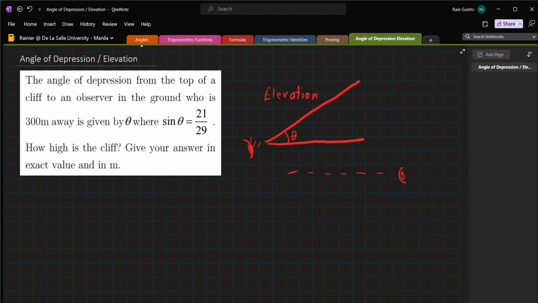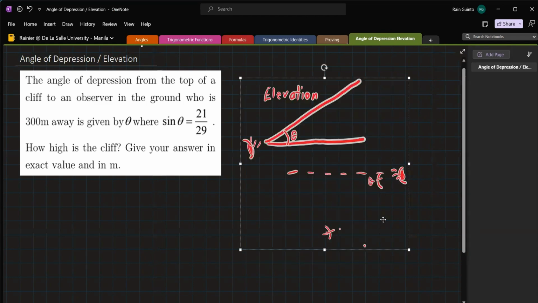For example, your eyes are over here, and you're looking down towards the ground. This is the angle of depression. And notice the relationship between these two angles. These two angles are actually congruent because they are alternate angles, like what we've learned in high school math. So basically, if we have an angle of depression theta over here, then this other angle is equal to the angle of depression theta that we have. So let's try solving the problem using this knowledge.